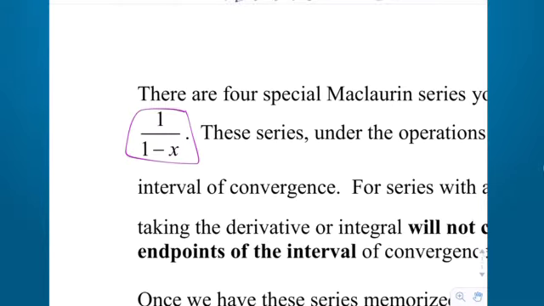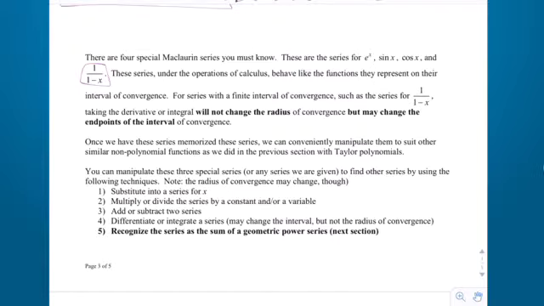So once we learn what that one is, here are some of the things that we can actually do with the series. If we take the derivative or the integral of a series, it's perfectly allowed. But there's one little caveat to that. Taking the derivative or the integral of a series will possibly change the interval of convergence, but not the radius of convergence, which means the endpoints might be affected.